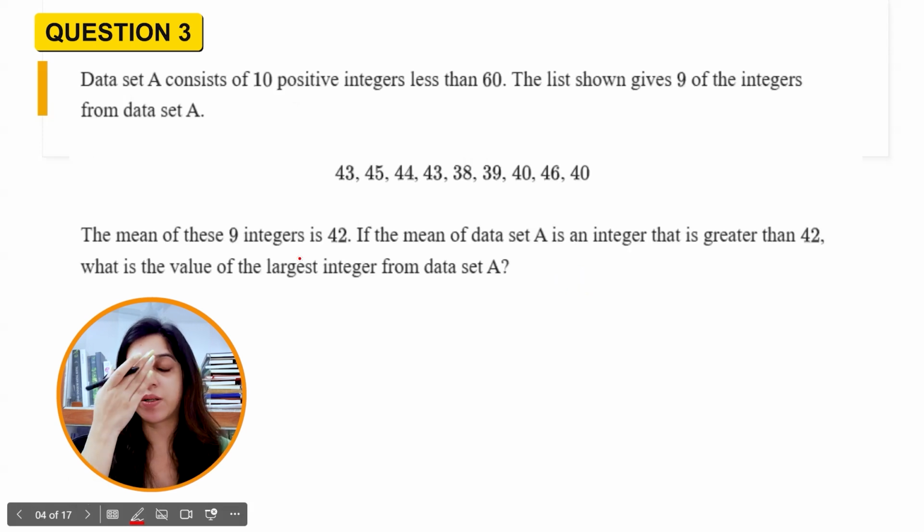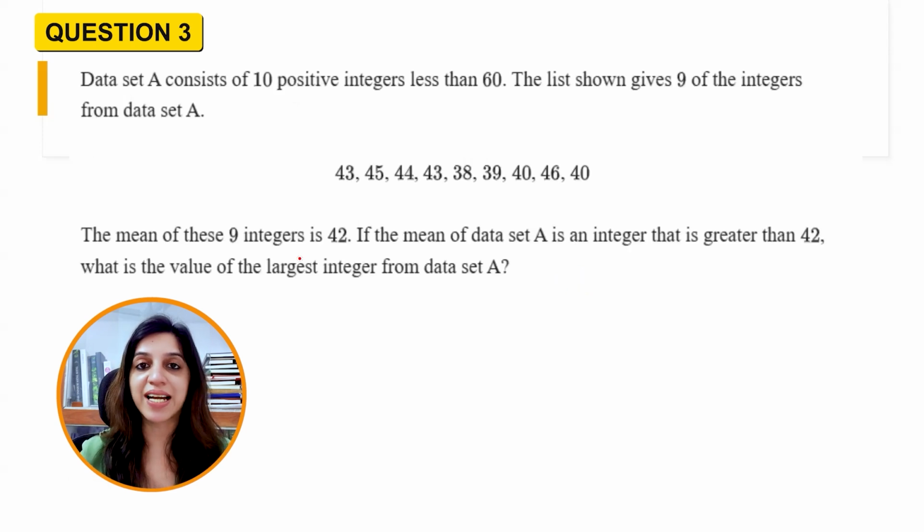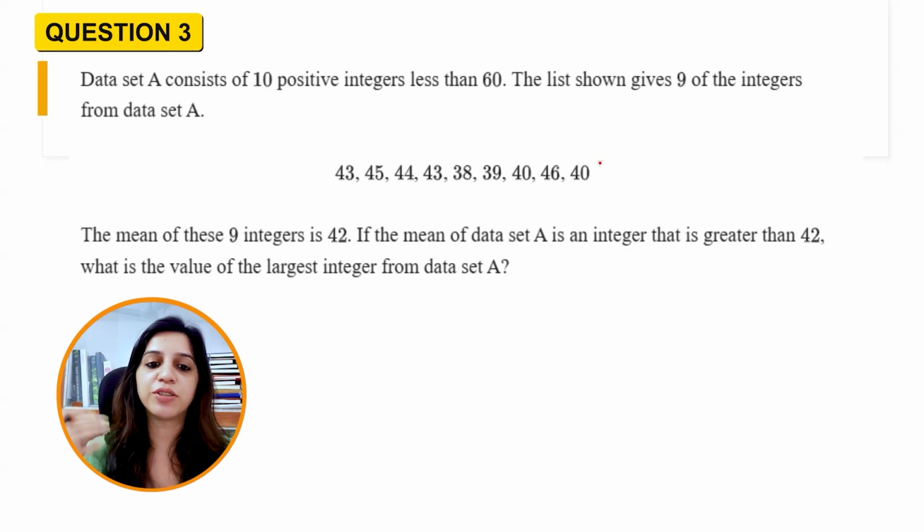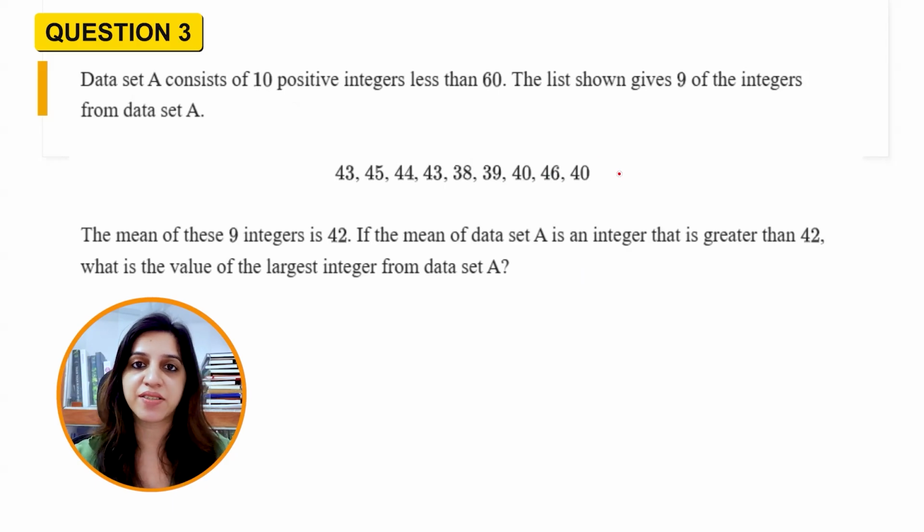Next question, moving on. Now, this is one question from statistics, very famous, very nice, very logical question. Let's see what it says. There's a data set, it consists of 10 numbers which are all less than 60. Now, 9 of those numbers they've given me here. And they're also saying that the mean of these 9 integers is 42, which is given so that I can find the sum of these 9 integers.